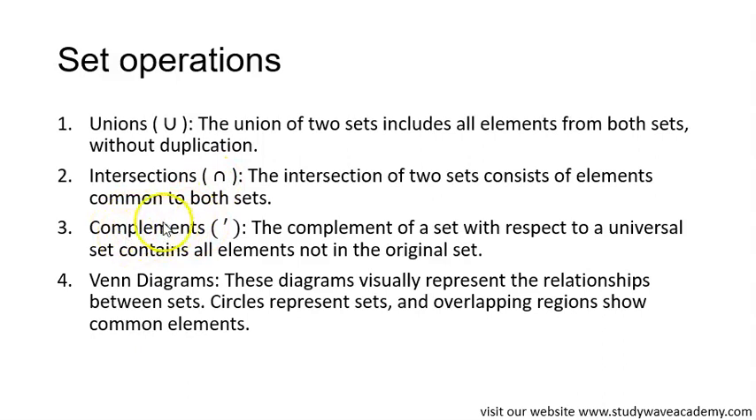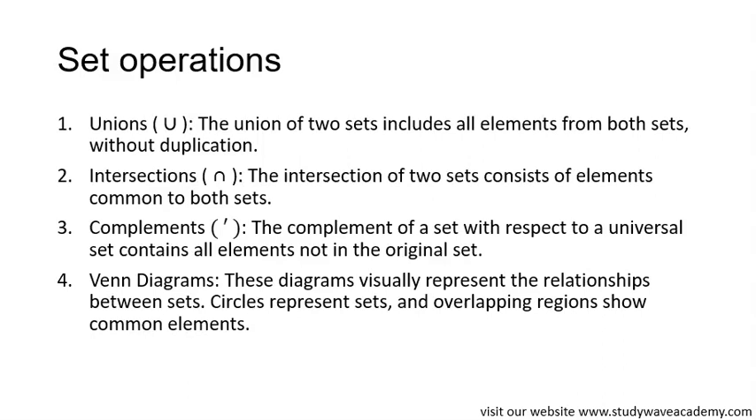We also have complements, which is denoted by this symbol. The complement of a set with respect to a universal set contains all elements not in the original set. Don't worry, we are going to be looking at examples to help us understand. Then lastly, we have Venn diagrams. These diagrams visually represent the relationships between sets. Circles represent sets and overlapping regions show common elements. We're also going to be looking at an example.